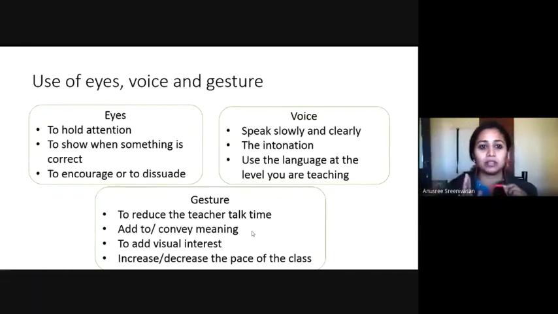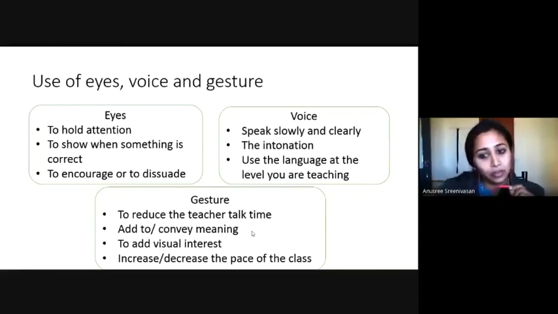Use the language at the level that you are teaching, and that is very important. If you are teaching a first grader, that level will be different from what you use teaching a fifth grader or an eighth grader. So always use the language at the level at which you're teaching.